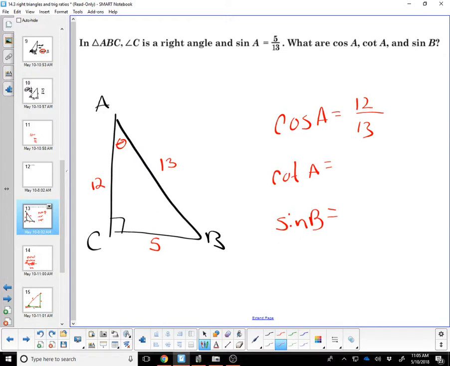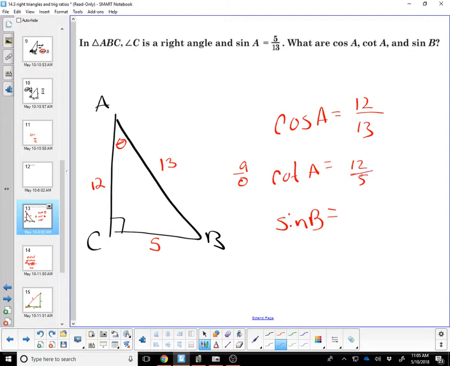Now cotangent, tangent is opposite over adjacent, right? Which means cotangent is adjacent over opposite. So I want to write, what is it? 13. Okay, cotangent, I'm going to go back and take a look. It's supposed to be adjacent over opposite. 12 over 5. Absolutely. And I'm done.